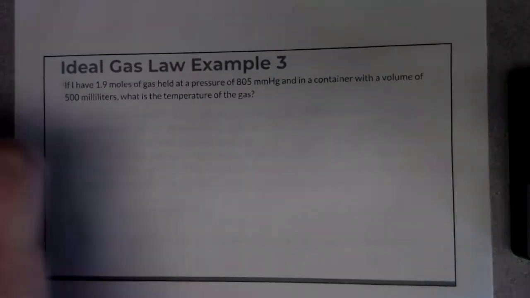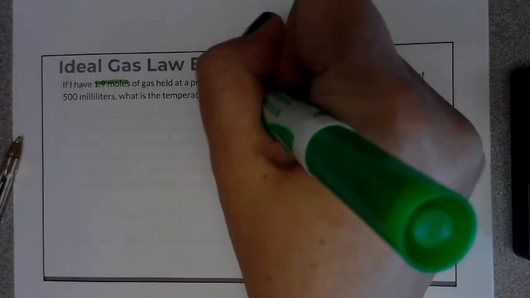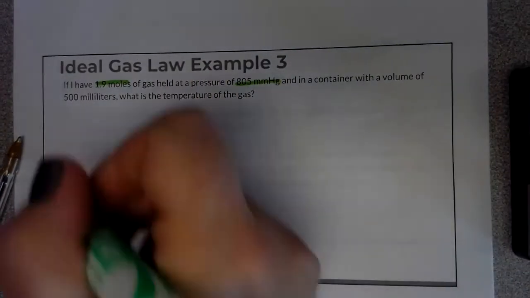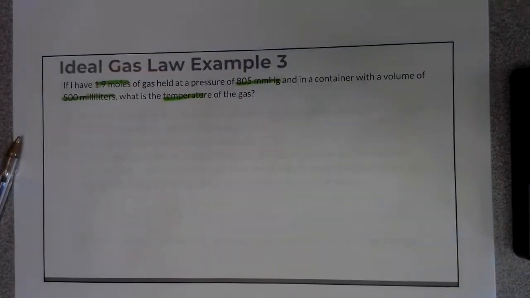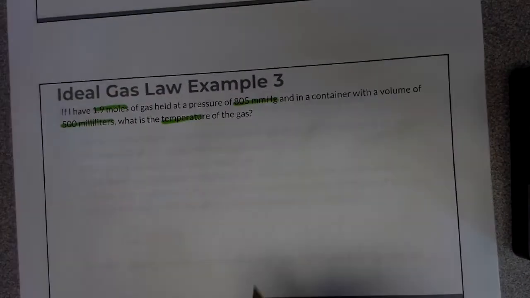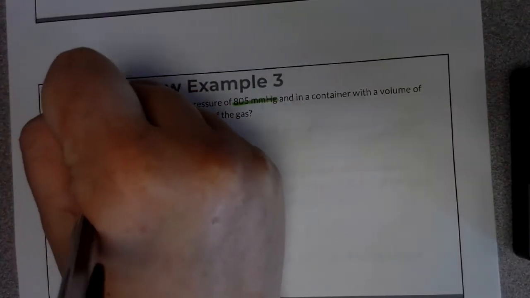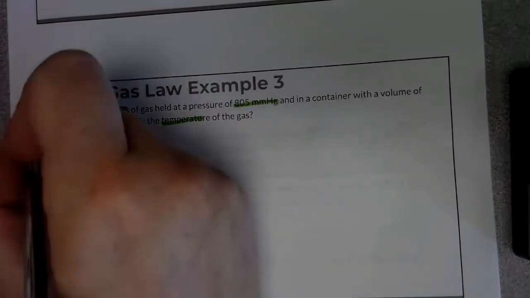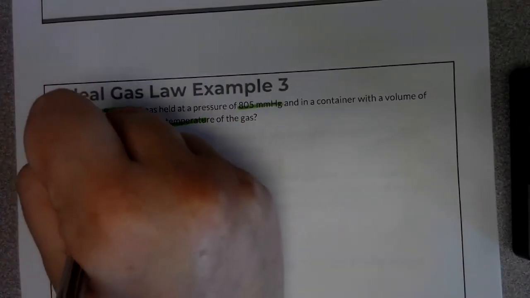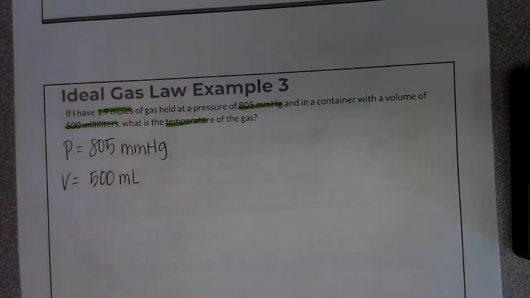Okay, let's do number 3. It says, I have 1.9 moles of a gas at a pressure of 805 millimeters of mercury in a container with a volume of 500 milliliters. What is the temperature of the gas? We're going to do a couple of conversions. Pressure is in millimeters of mercury, so we have to convert that to atmospheres. And volume is in milliliters, so we have to convert that to liters.